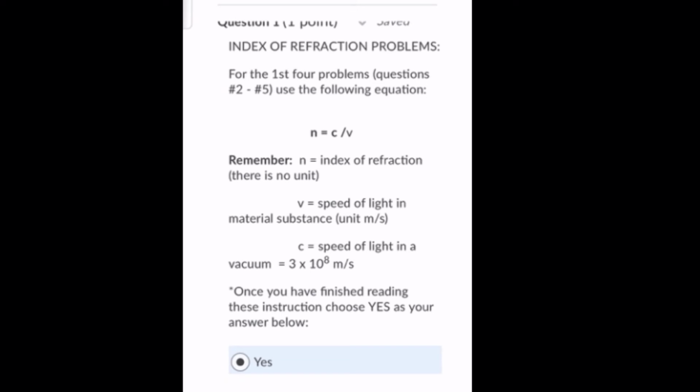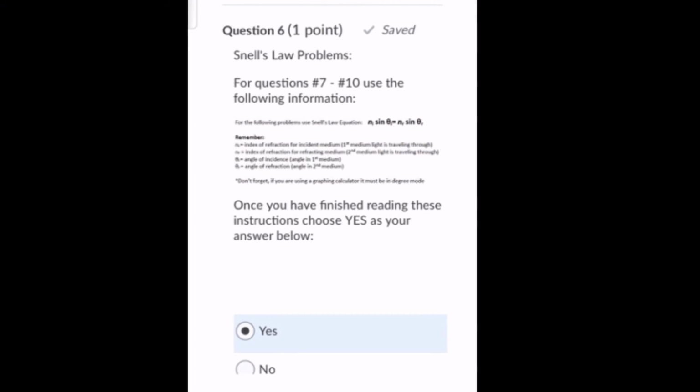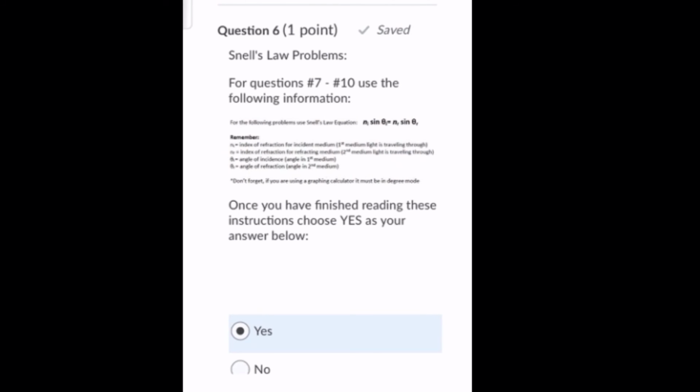But here are the equations: n equals c over v for refraction, and Snell's law. And then this is the actual Snell's law with the sines and stuff. I really hope you guys know how to work it.